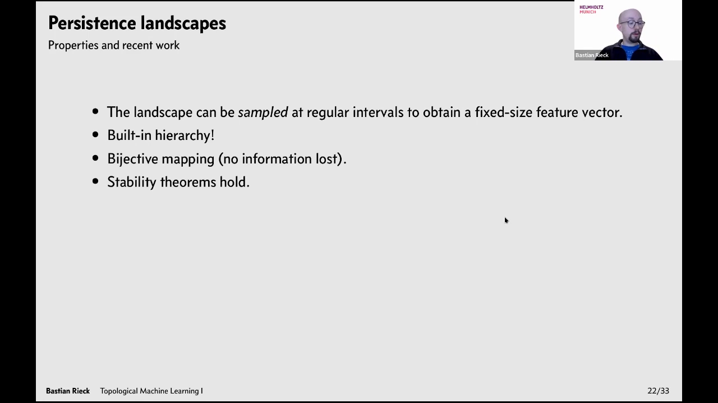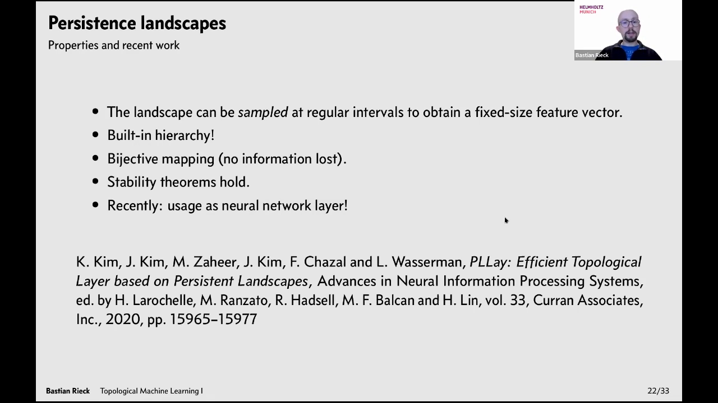Moreover, and that is maybe relevant also for the data analysis aspects, you have stability theorems again. So the stability theorems hold, and it's in fact a very big aspect of this JMLR paper by Peter Bubenik. There is some work that shows that these persistence landscapes can even be used as a neural network layer. I'm not going to go into details here, but if you're interested in this, take a look at this paper by Kim and colleagues, which shows how to use the persistence landscape as an efficient topological layer, meaning that there's a way to take those landscapes and put them directly into a neural network.